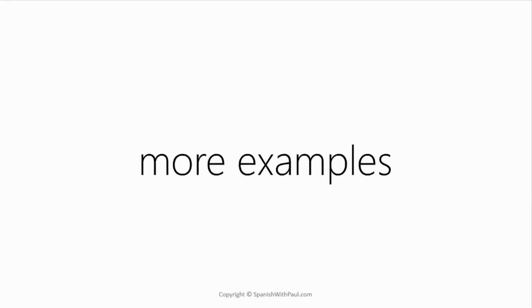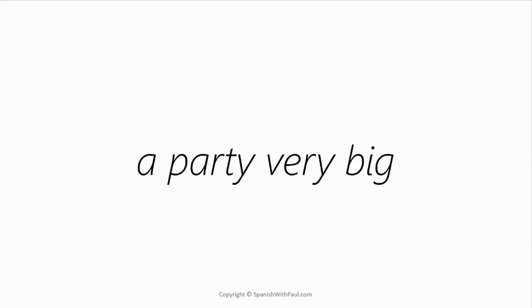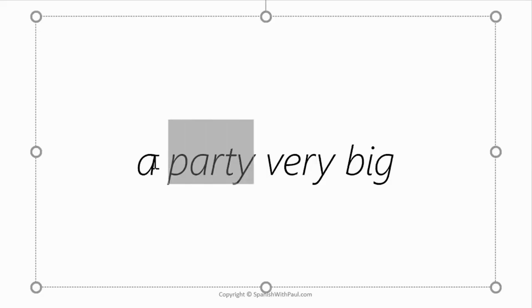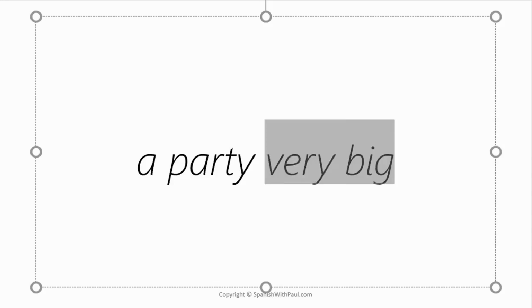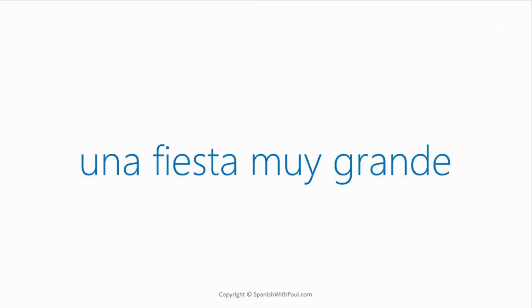Let's look at some more examples of this in action. To express a party in Spanish would be una fiesta. Now to express a very big party, what you will literally say in Spanish, the word order will be a party very big. You can see first we've said what it is, a party, and only then do we describe it. So how would you say that in Spanish? Una fiesta muy grande.